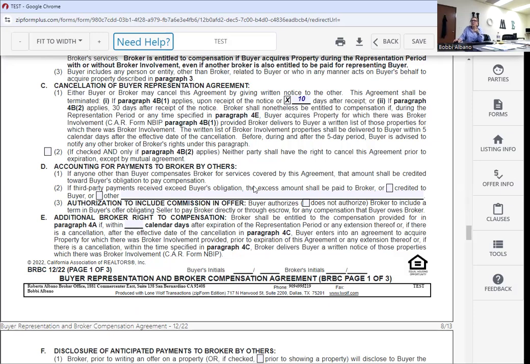And this agreement's only for 10% and $425. So what do you do with the extra? If you let this agreement default, in other words, you don't choose anything, then that amount goes back to you as the agent. But if you check this box, you can have it credited to the buyer, or you can check this box, other. So it can be, I don't know, taken off the purchase price or whatever you want it to do.